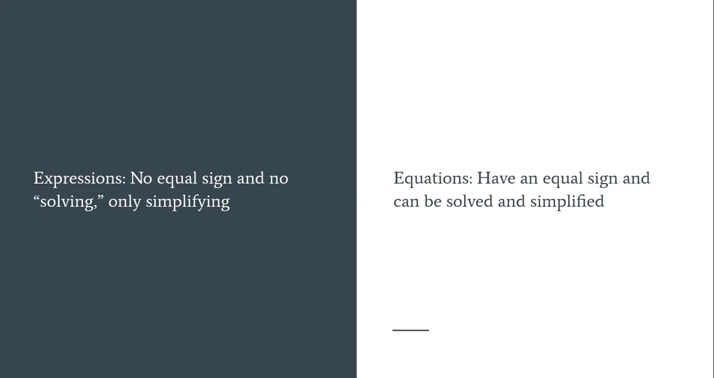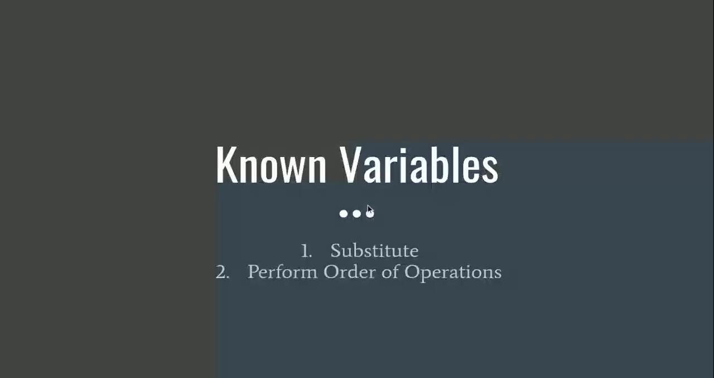There's going to be about 3 different ways that we can go about simplification. That first way is going to be knowing your variables. This is if you're given the value of a variable. Your steps for that are going to be to substitute and then perform your order of operations. 9 times out of 10, you're going to end up with one number as your simplification, as your answer.